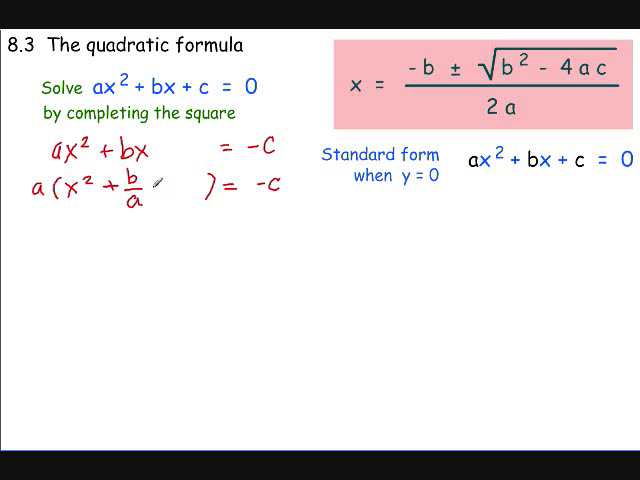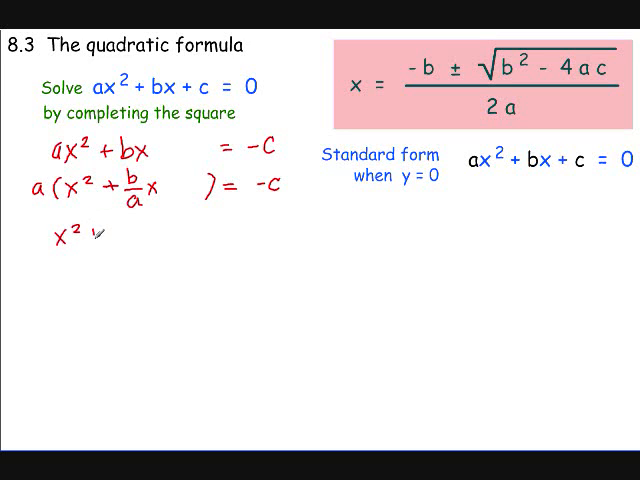I'll divide that by a. And then let's check. The way I could always check, if I can distribute and get back to where I started, I know I didn't violate any rules. a times x squared gives me this, and a times b over a x gives me this, doesn't it? So that's an acceptable way to do it. I want to divide both sides now by a.